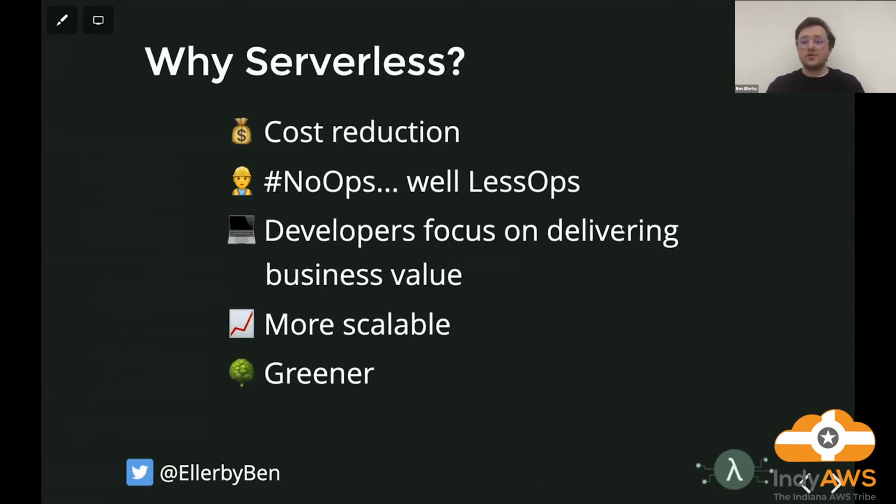Well, first of all, there's a cost reduction. Depending on the traffic profile, there can be a reduction in the overall AWS bill. But more importantly, there's a big reduction in ops. It's not no ops, but there's a big reduction in the security patching, maintaining, and updating of the machines that are running your code, because that's abstracted away from us. So the total cost of ownership of applications is massively reduced.